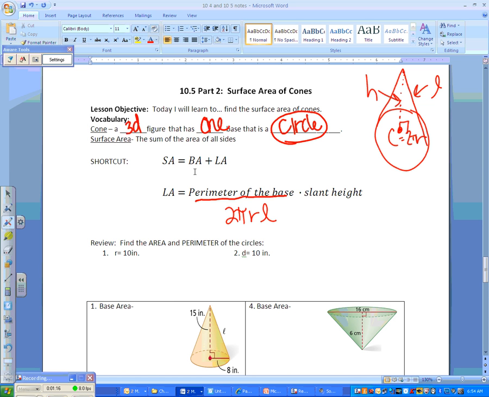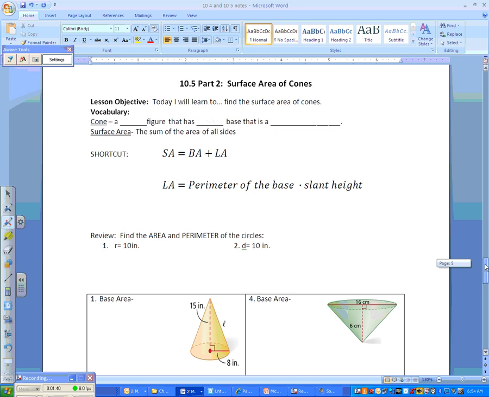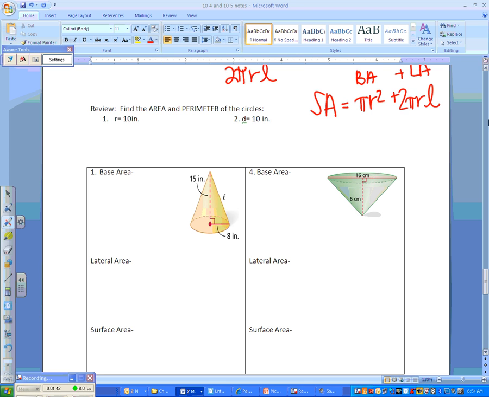So for the area of the base, this time we only have one base, and that's a circle, so the area is always going to be pi r squared for the base. So if you wanted to write this down, the surface area of all cones is always going to be base area, which is pi r squared, because it's one circle, plus the lateral area, which is always going to be 2 pi r L. Okay, so that's an easy formula to remember, but in these problems, I'm not going to give you the slant height.